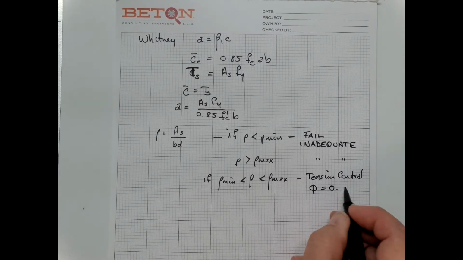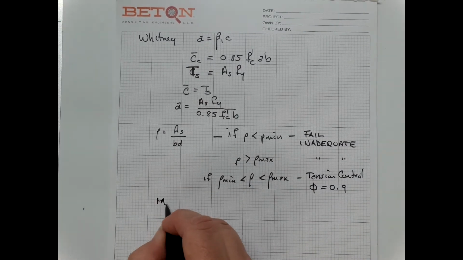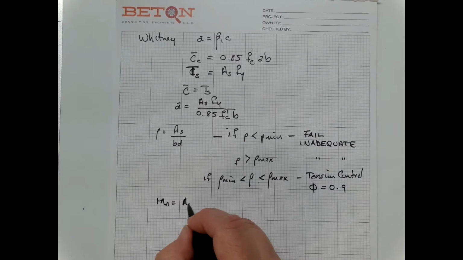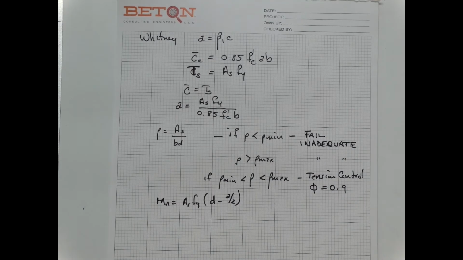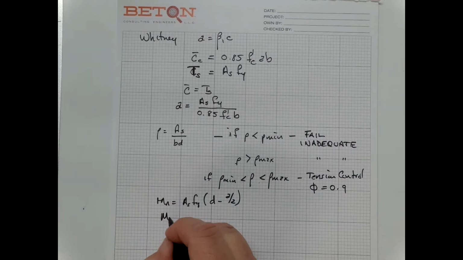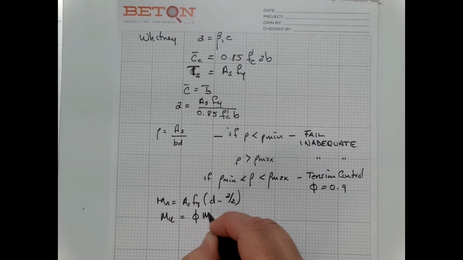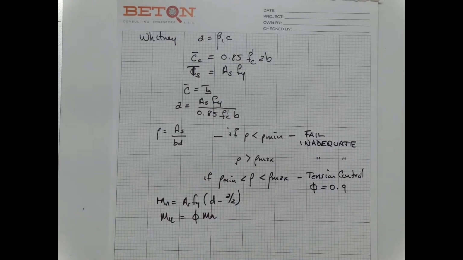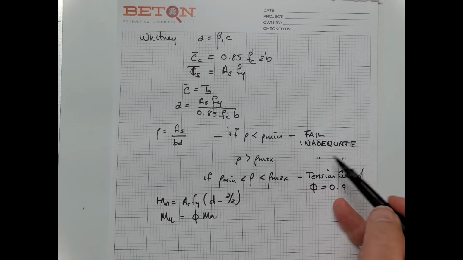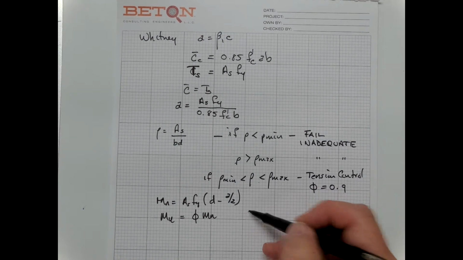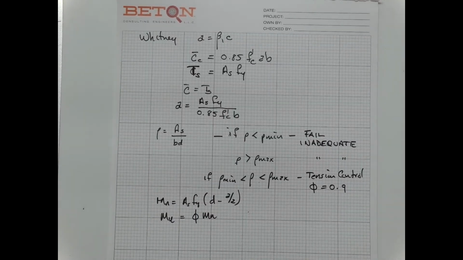Phi is equal to 0.9, and our nominal moment is going to be equal to A_s f_y times (d minus a over 2). And our design moment or ultimate moment is phi M_n. So that's what we do with tension reinforcement. It's either going to be under reinforced, over reinforced, or it will be in tension control. If it's over reinforced or under reinforced, then it's inadequate. Otherwise, we use this equation to compute our moment.